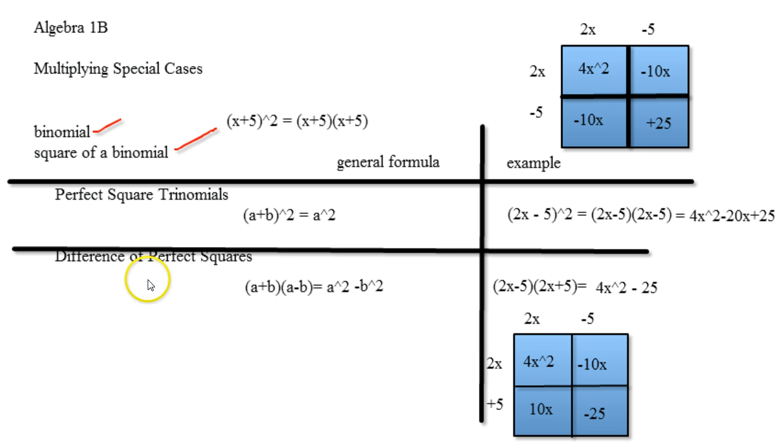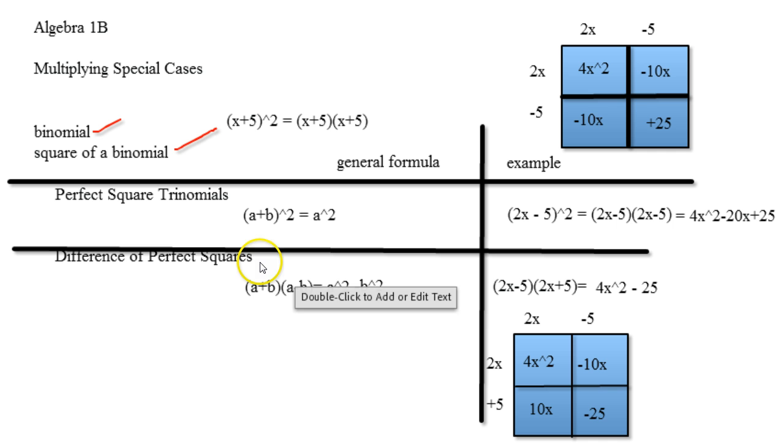Okay, so there's actually a general formula for difference of perfect squares. So when you're multiplying two things that you know are both the same except for a minus sign in one and a plus sign in the other, you can just square the first term, square the second term, and put a minus sign between, and you're good.